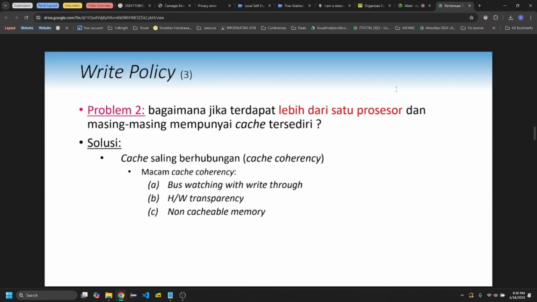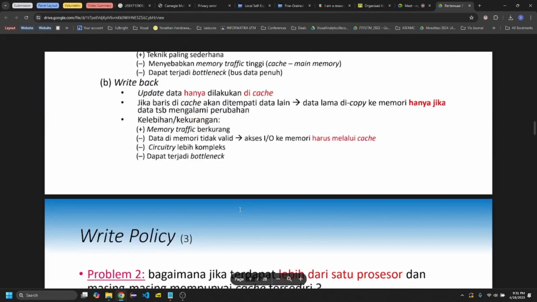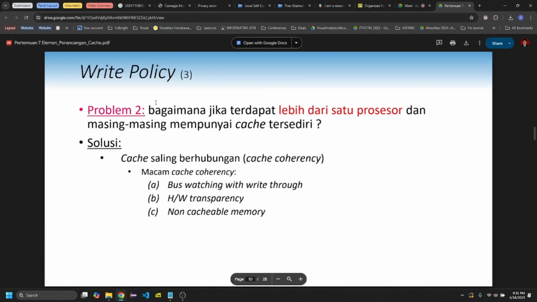Second problem. First problem here, this one is something that happens inside one computer. Problem pertama ini kait dengan satu komputer, satu sistem saja, satu prosesor, satu cache, satu memori. Nah, problem kedua adalah ini. What if there are more than one processors and every single processor has their own cache with same main memory. Jadi gambarannya gini.